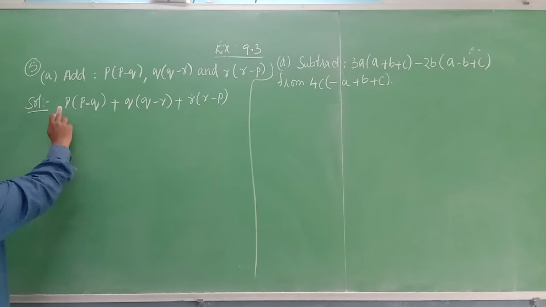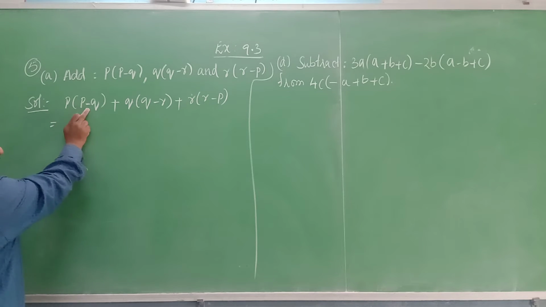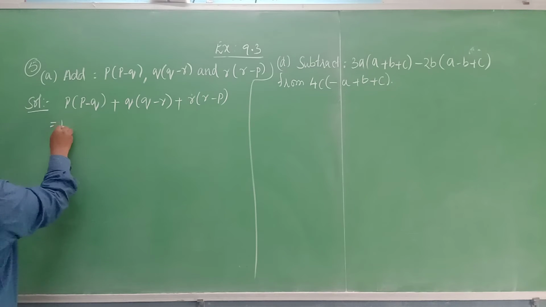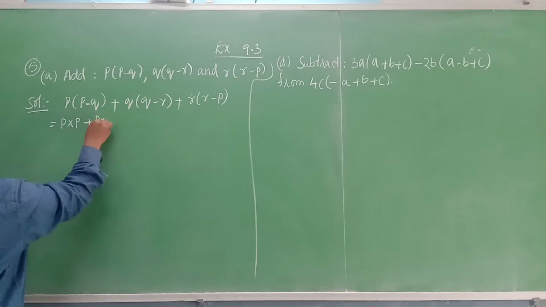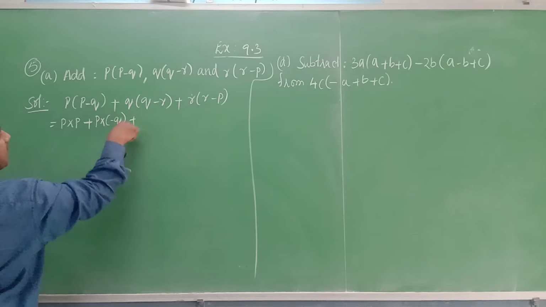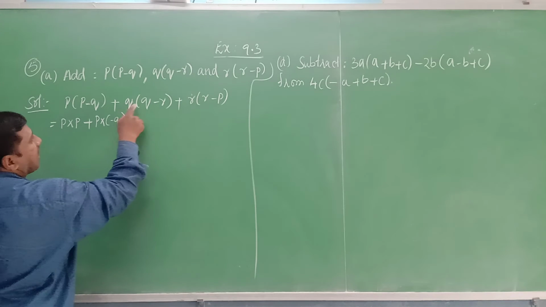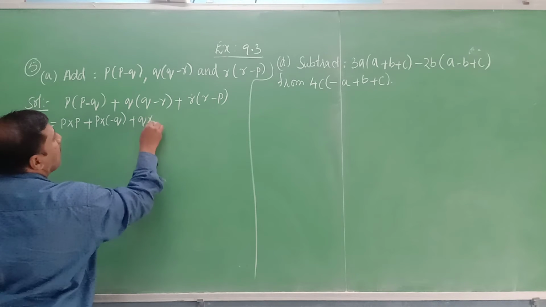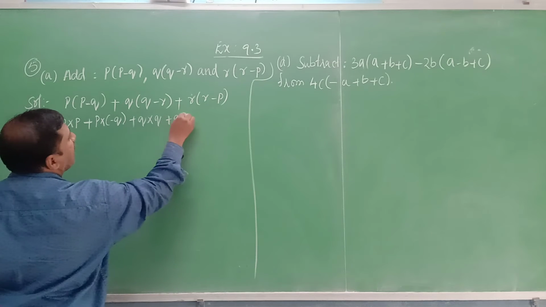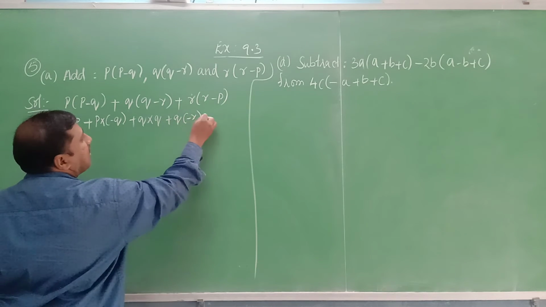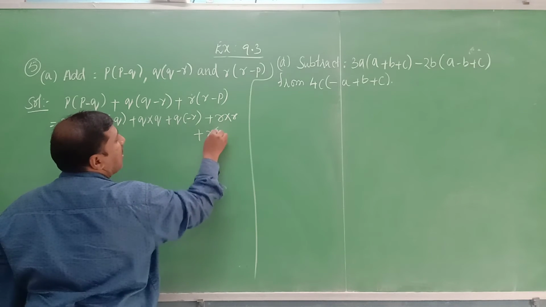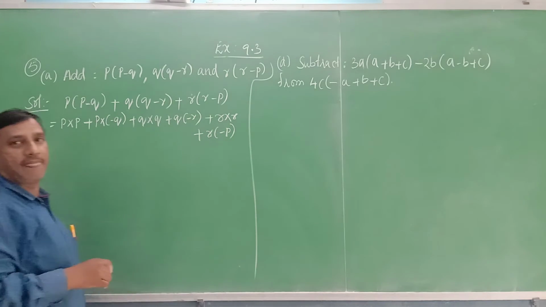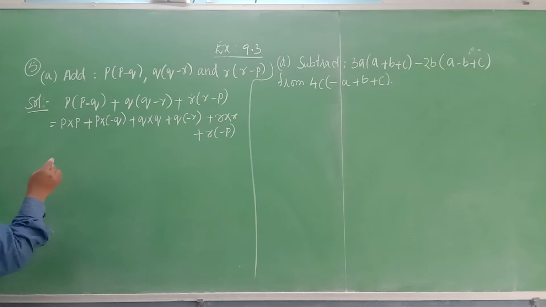That is, here we are multiplying a monomial by a binomial. So how do you multiply? P into P plus P into minus Q plus, using the distributive property, Q into Q plus Q into minus R plus R into R plus R into minus P. Now simplify this.